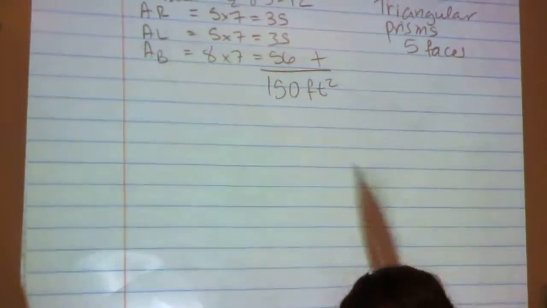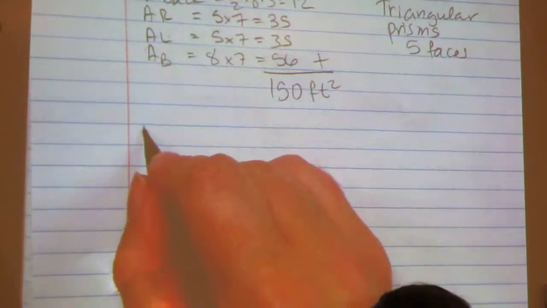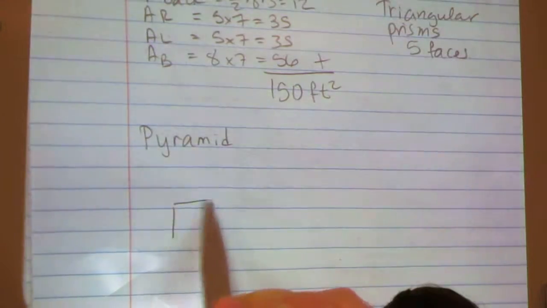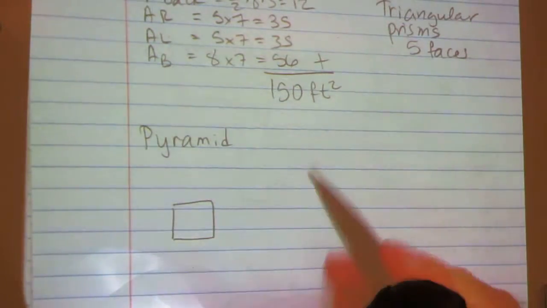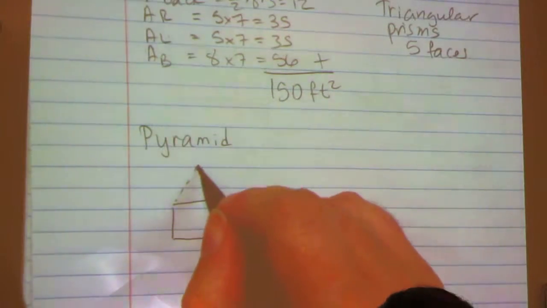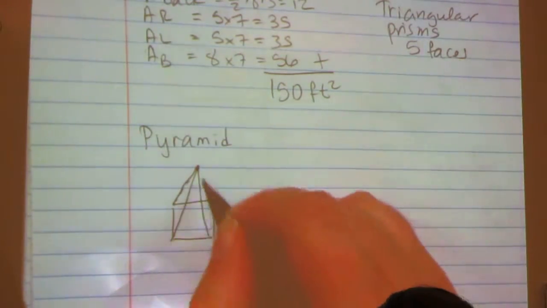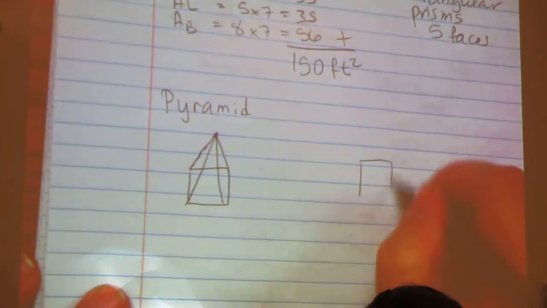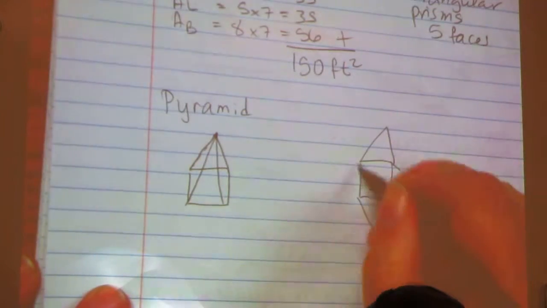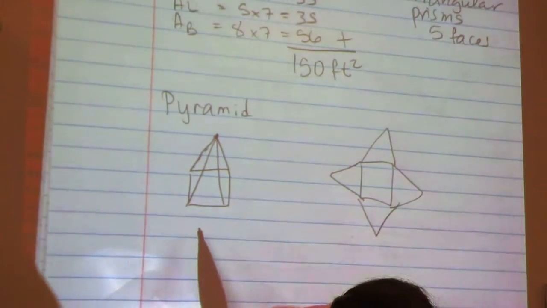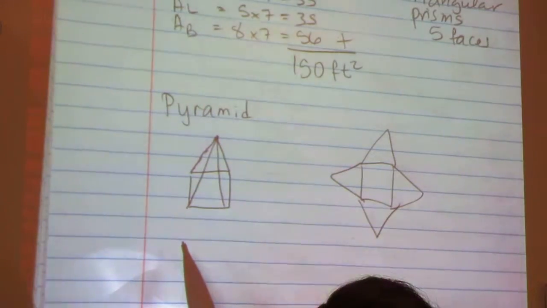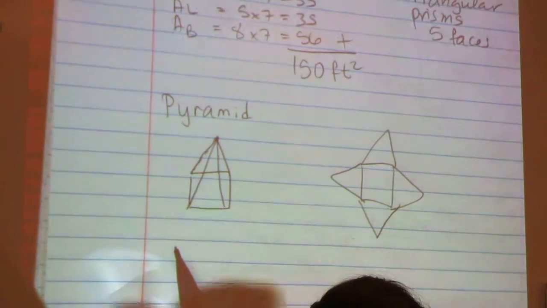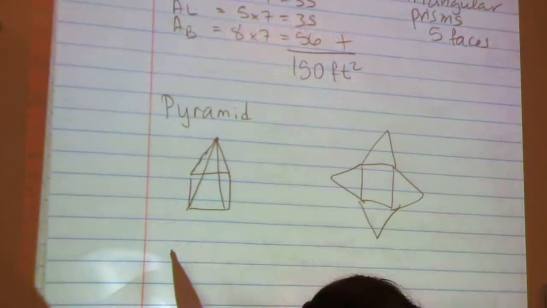The only one that's left is a pyramid. And a pyramid has some shape of the base. It could be a rectangle, it could be a triangle. And then it has 4 triangles for its sides. So the net here is really easy to draw. But it can be a little more difficult to figure out the measurements. So you want to pay special attention to what you're doing.